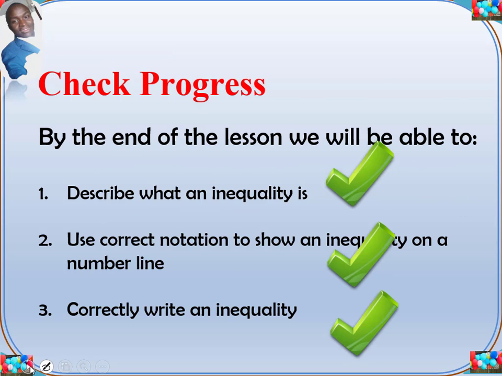Then we continue. Now if we check our progress, we've been able to describe what an inequality is. We've been able to use the correct notation to represent an inequality on a number line, and we've been able to correctly write an inequality. We've achieved our learning outcomes, the 3 of them.